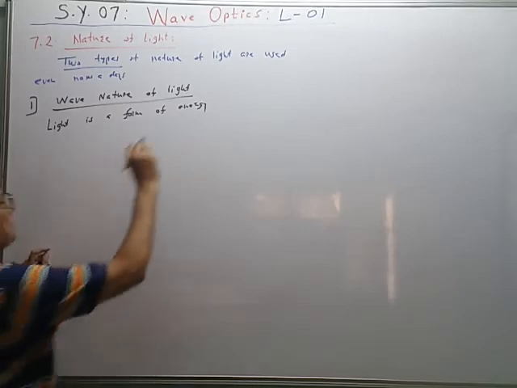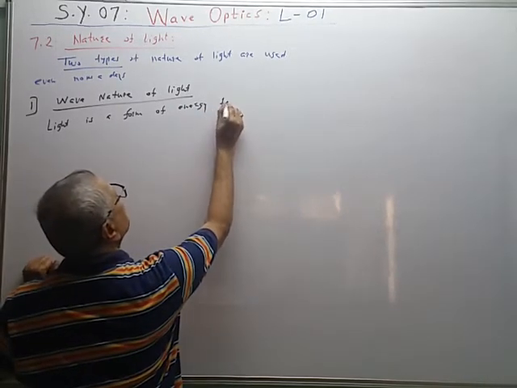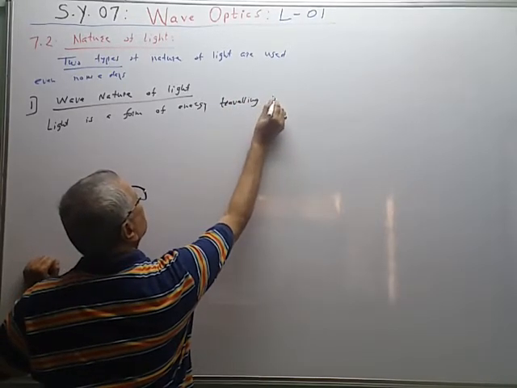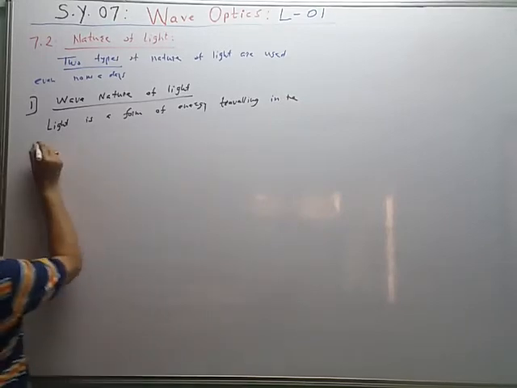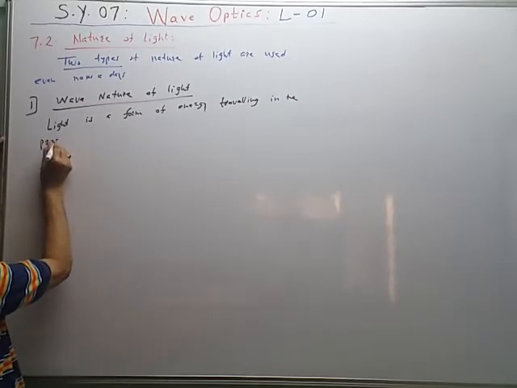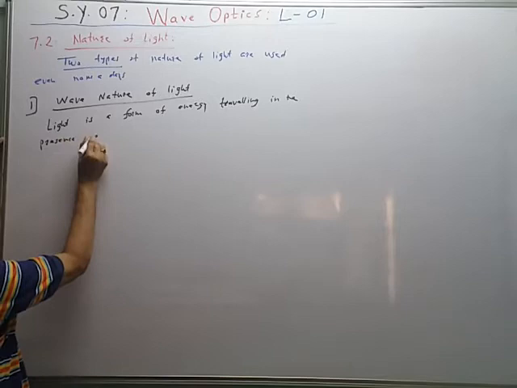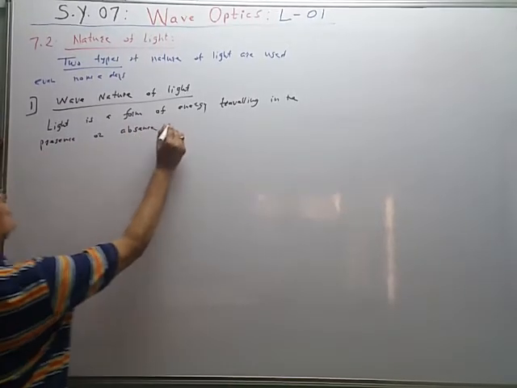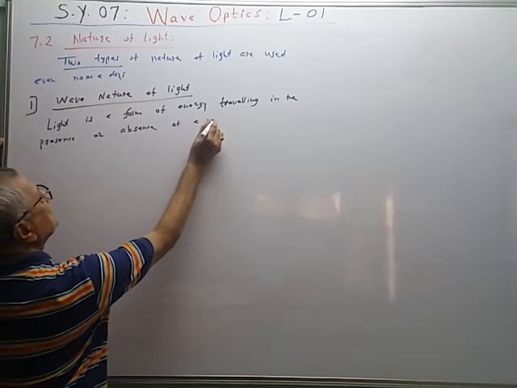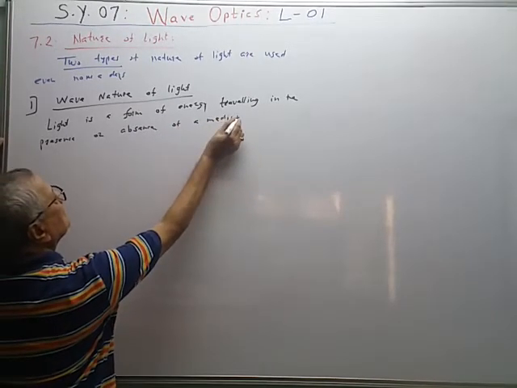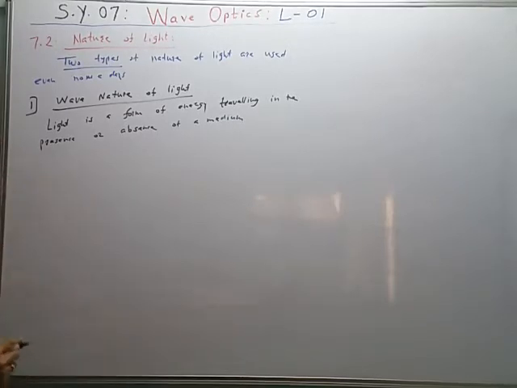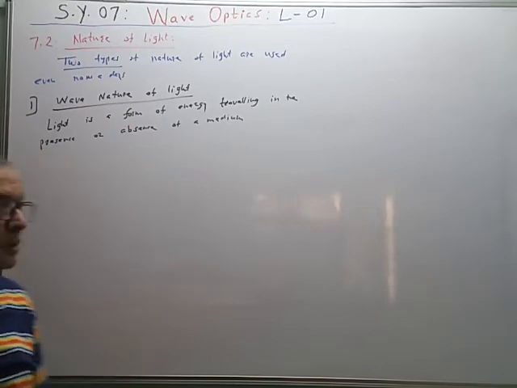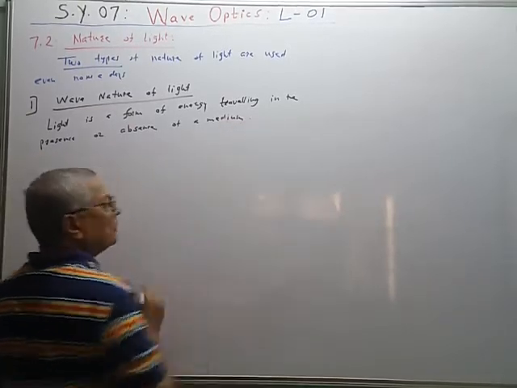So light is a form of energy traveling in the presence or absence of a medium. Light is a form of energy traveling in the presence or in the absence of the medium. Light can also travel in vacuum.